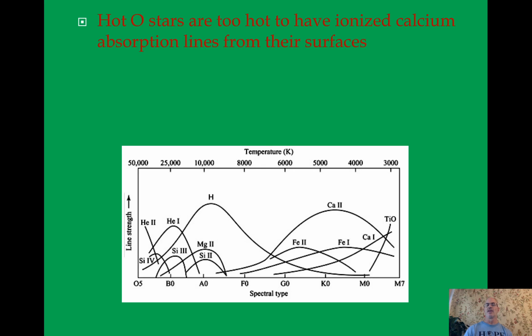Okay. Hot O stars are too hot to have ionized calcium absorption lines from their surfaces. So we would rather expect to see, if you look at really hot stars, calcium's way down here. We would expect to see singly ionized helium lines. However, we often do see calcium lines observed even from hot O stars.